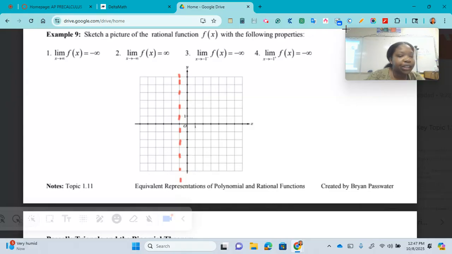As x goes towards -1 from the negative, that's this way, our y is going towards -infinity. So that will be going down. As x goes towards -infinity, our y goes towards infinity. So that part would go up. As x goes towards -1 from the positive, our y goes towards -infinity, so that would go down.